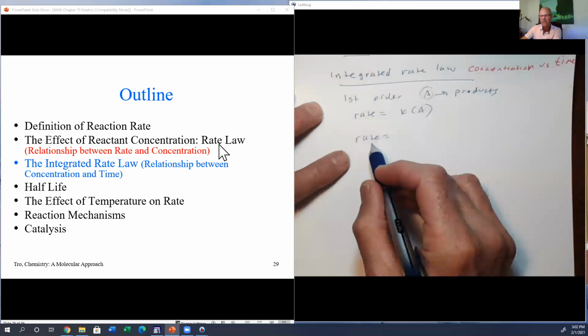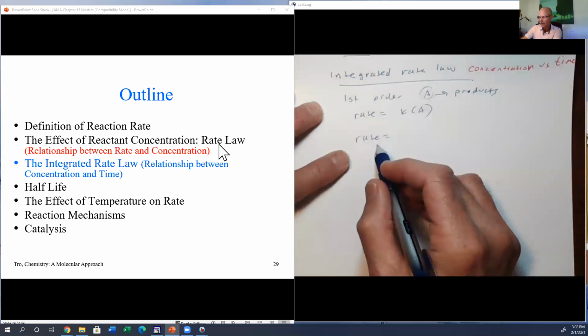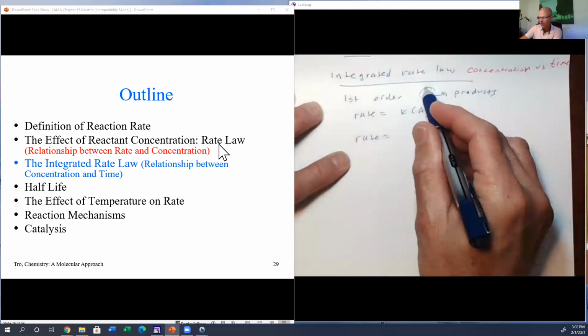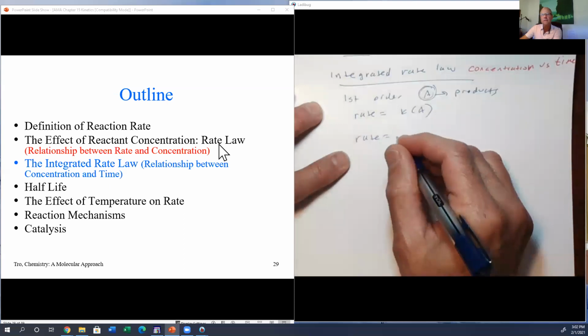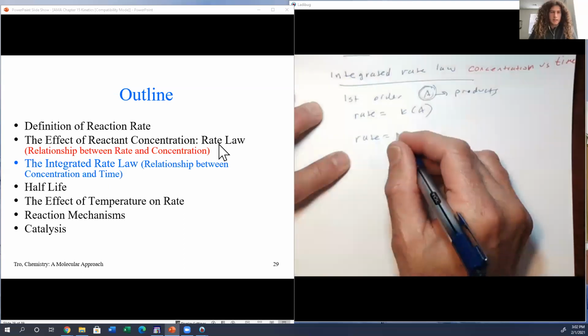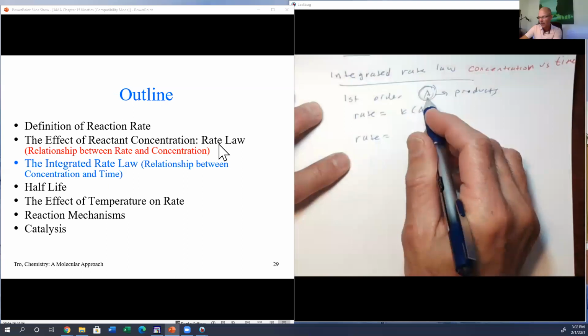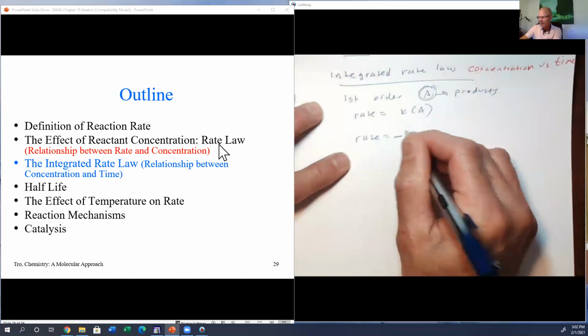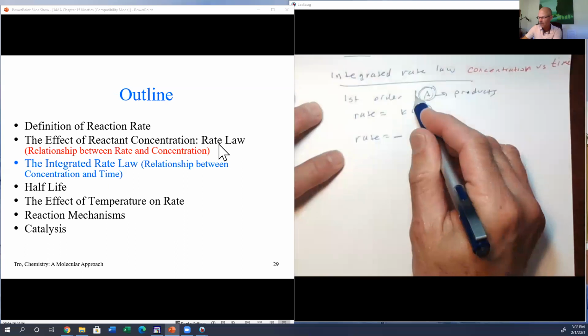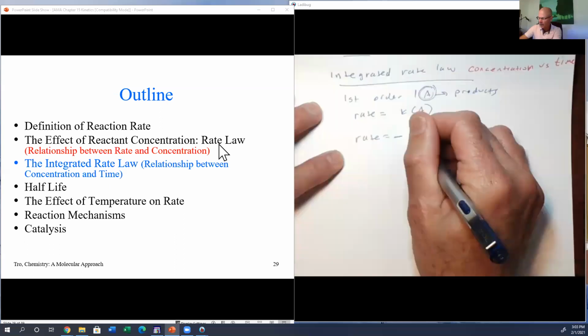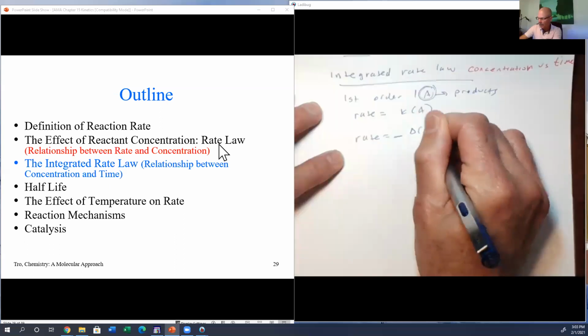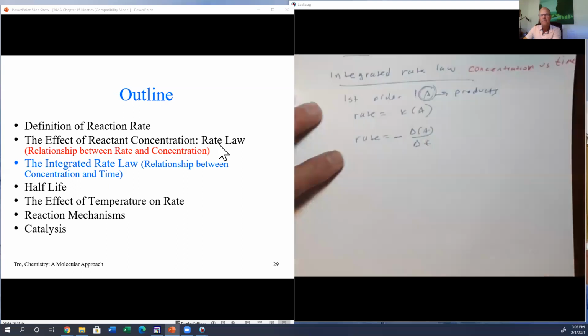Go back to our definition of rate. How would I express the rate for this reactant? First of all, plus or minus? Minus, because it's a reactant. And what's the coefficient out here? 1. So it's 1 over 1, which is just 1, times delta A over delta t.